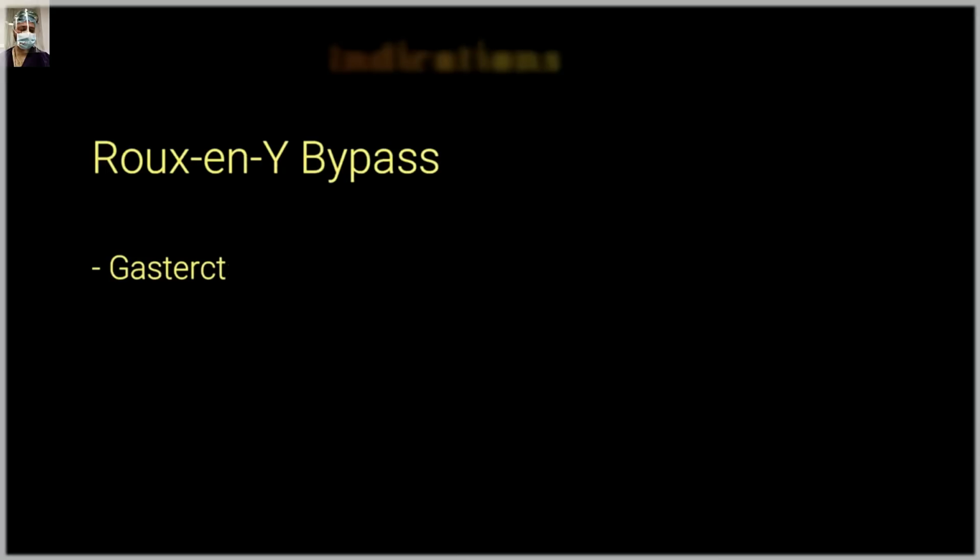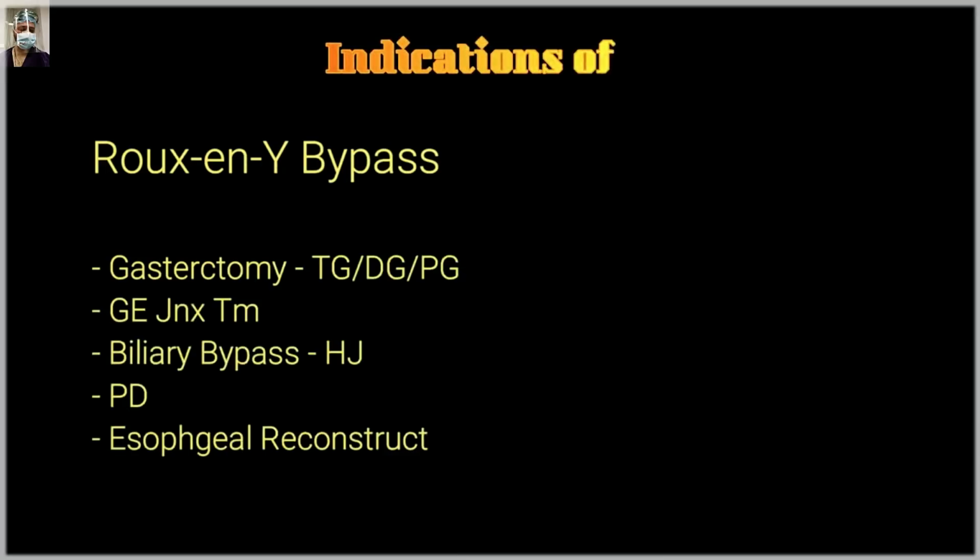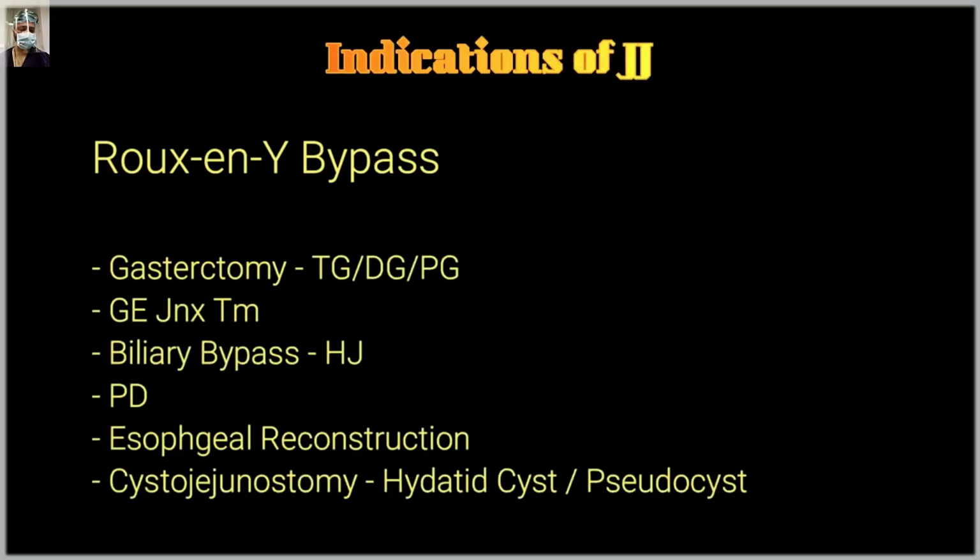The main indication for jejunojejunostomy will be Roux-en-Y bypass. Roux-en-Y bypass may be required after gastrectomy, that can be total, distal, or proximal gastrectomy, or after GE junction tumors, or biliary bypass that may require Roux-en-Y hepaticojejunostomy after Whipple procedure. It can be part of the esophageal reconstruction technique in which the jejunal limb is used as a replacement for the esophagus, or as part of Roux-en-Y cystojejunostomy for hydatid cyst or pseudocyst.